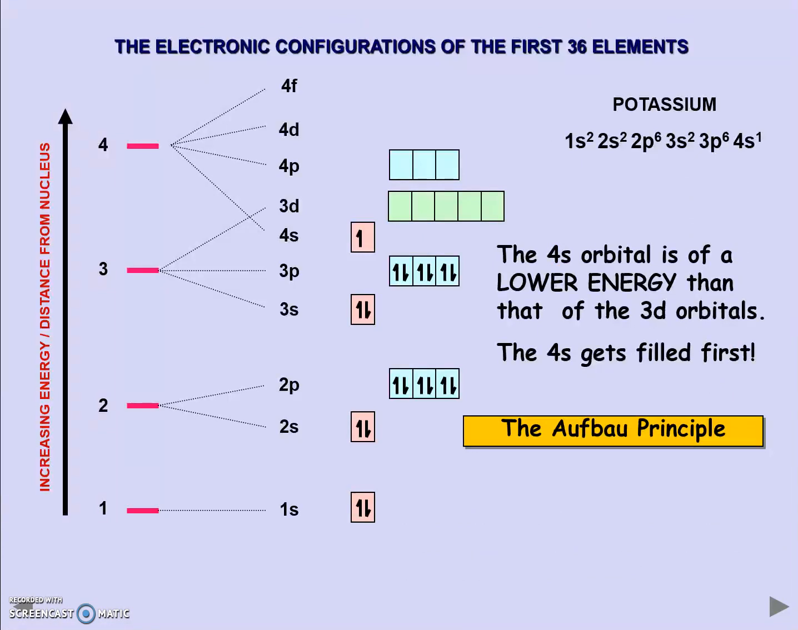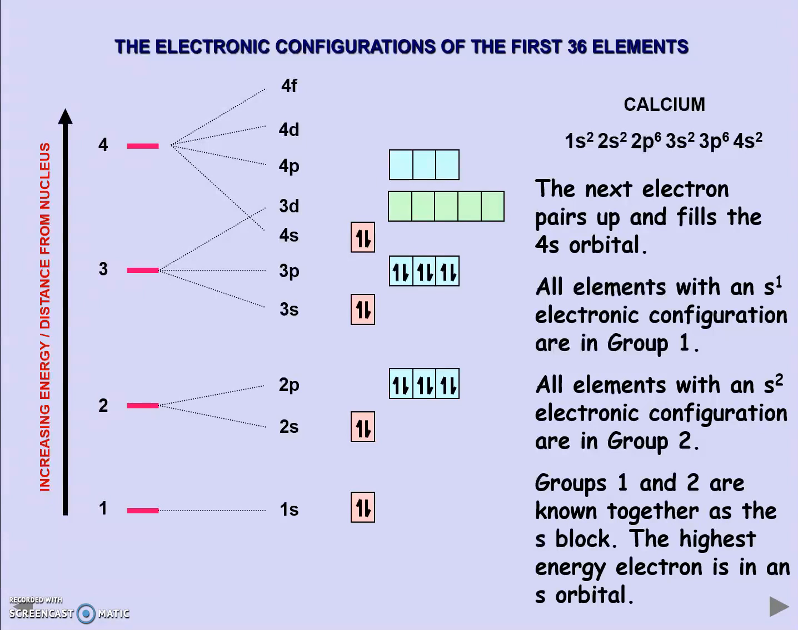Okay, now for potassium, its highest energy electron actually goes in the 4s subshell. It doesn't go in the 3d, because we said in the last video that the 4s subshell is lower in energy than the 3d. So that electron for potassium, the 19th electron, goes into the 4s subshell. For calcium, the 20th electron goes into the 4s subshell, and it is paired up.